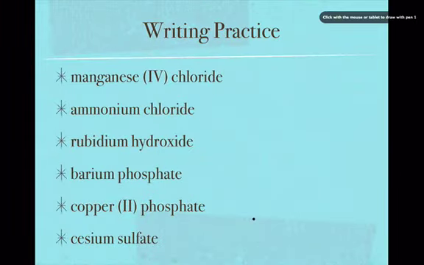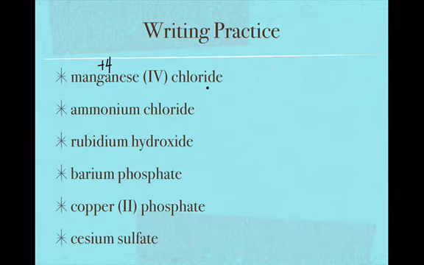All right, the last way we're going to practice these is writing them from the names back to the formulas. So we have manganese. Be careful that you don't confuse manganese and magnesium. Manganese is a transition metal, which is why they gave us the Roman numeral telling us it is a +4.